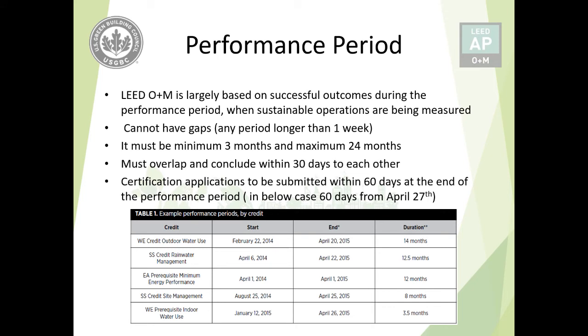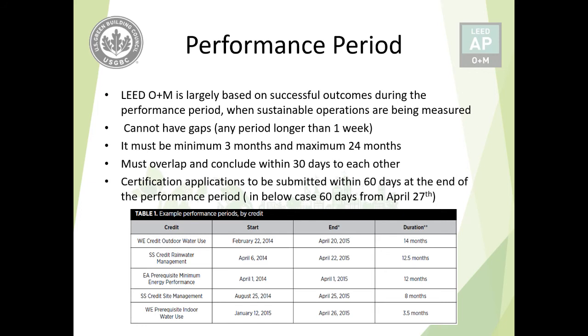If you see the table below, you can see different credits on the left, where we have the water efficiency credit, outdoor water use, and the sustainable sites credit, rainwater management. You have a start date, and then you have an end date. The end date is the one that we will be focusing on, because for all the performance periods, whether it is 3 months, 1 year, 2 years, or somewhere in between, 15 months, 16 months, the end date should be within 60 days of each other.